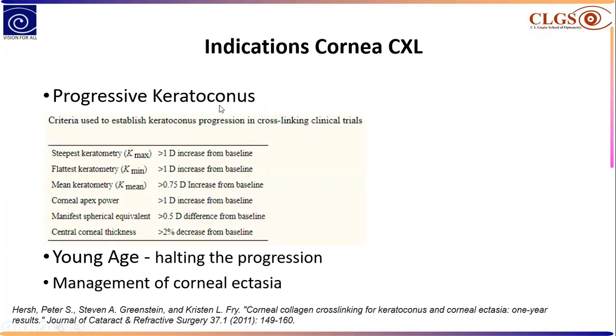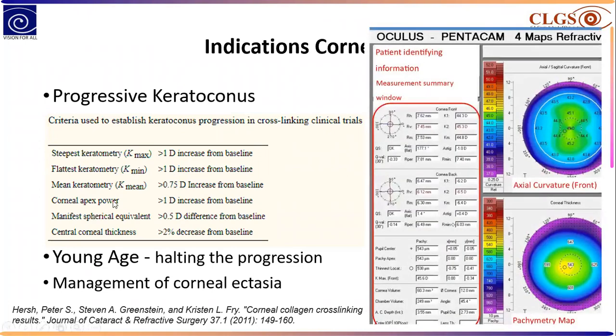So this is one table which is showing when we say that a keratoconus is progressive. This is the parameter. If the steepest keratometry from the baseline reading has increased by 1 diopter. We do a baseline reading topography and we repeat it again after 6 months. If you see the K max, from the baseline, if the K max in the repeated scan after 6 months has increased more than 1 diopter, that shows that it is progressing.